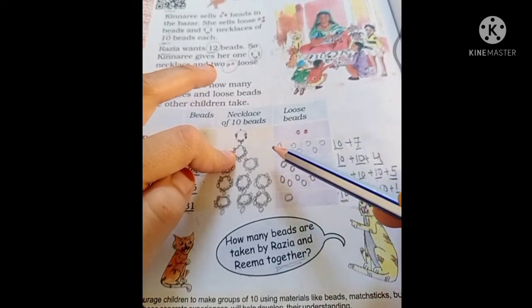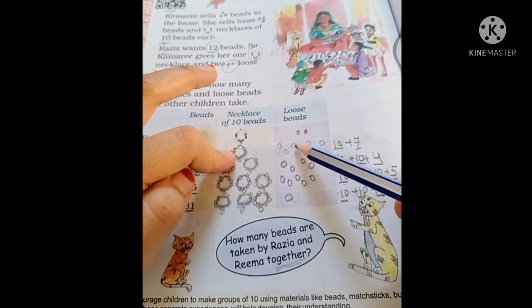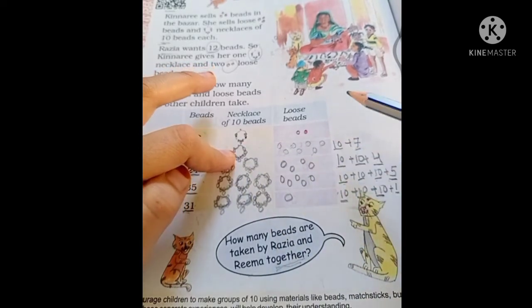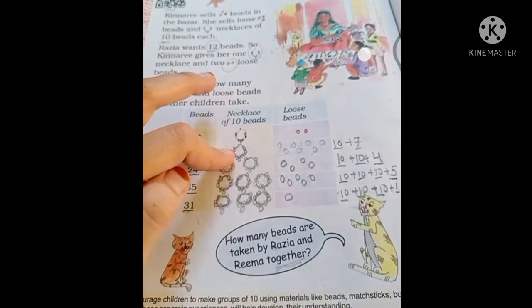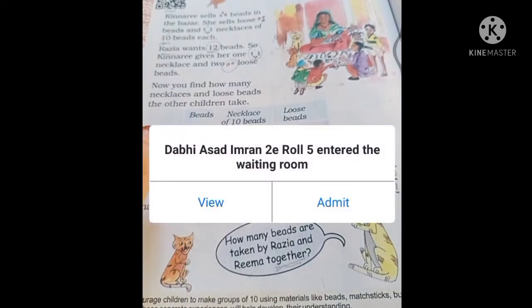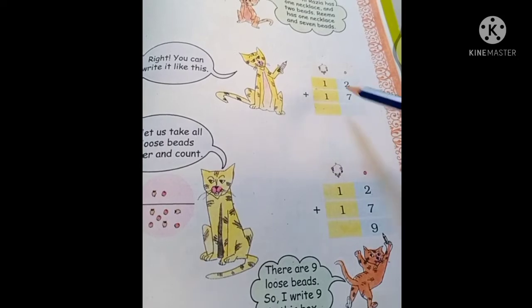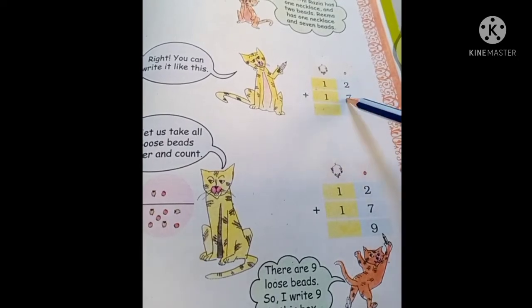So 1, 2, 3, 4, 5, 6, 7, 8 and 9. So 20 and 9, so total 29. कितने होंगे स्टूडेंट्स? 29. You don't have to write down the answer. Here 12 plus 17, 12 that Razia wants, and 17 that Rima wants.